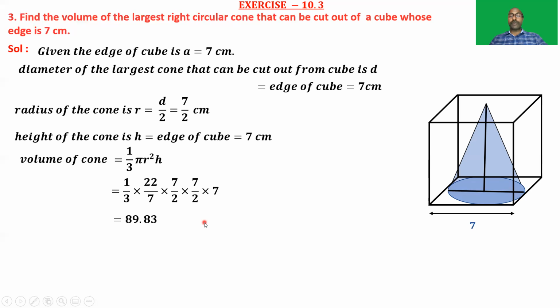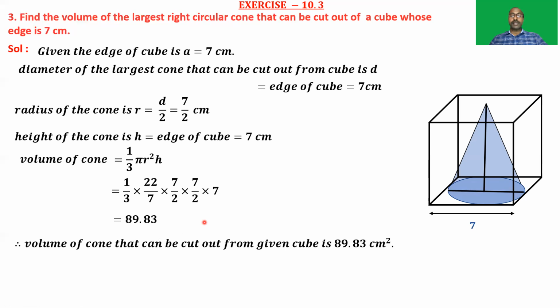So the volume of cone that can be cut out from a cube of edge 7 centimeter is 89.83 centimeter cube. Okay, so here write centimeter cube. So take another one.